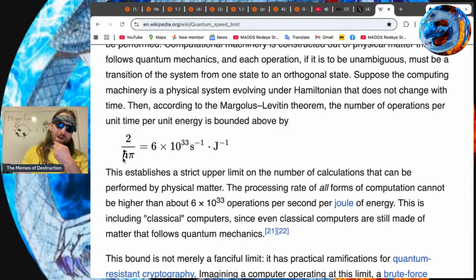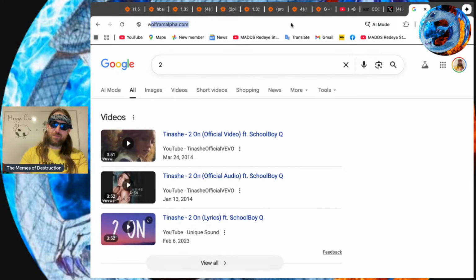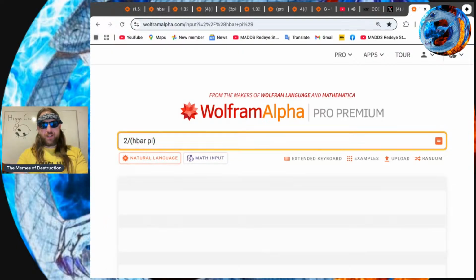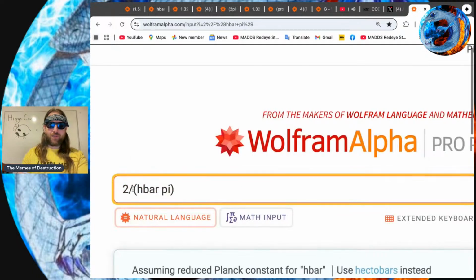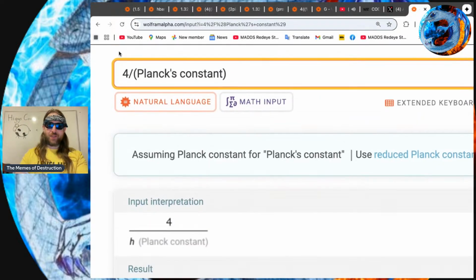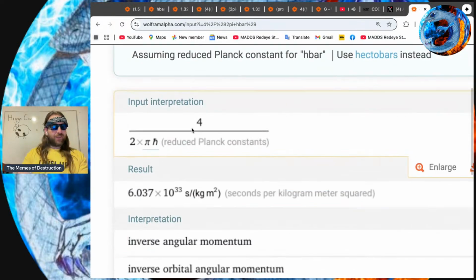So I just enjoy doing that, because 2 divided by hbar pi, blah, blah, blah, gives you this number. Basically, inverse angular momentum, or you could rewrite it as just 4. You can either do 2 pi that, or it's Planck's constant. Actually, just for argument's sake, I think this is how we reduced it. It was just 2 pi hbar. Okay, there we go. So it gives us the same number.